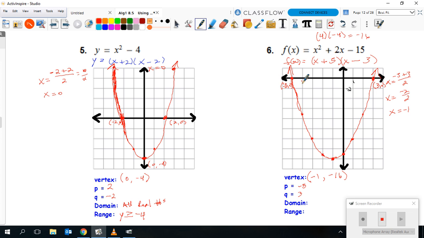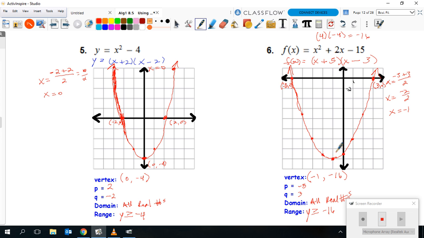Our domain, you know, all real numbers. Range is going to be y, since it's opening up, greater than or equal to -16 on this one. The graph is greater than or equal to -16 on the y-axis. Yeah, it's just where is the graph on the y-axis? It's greater than or equal to -16.